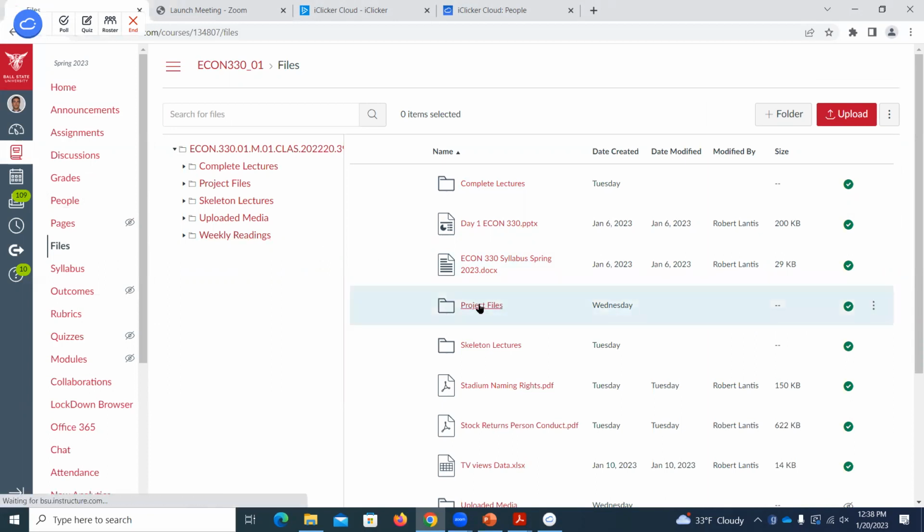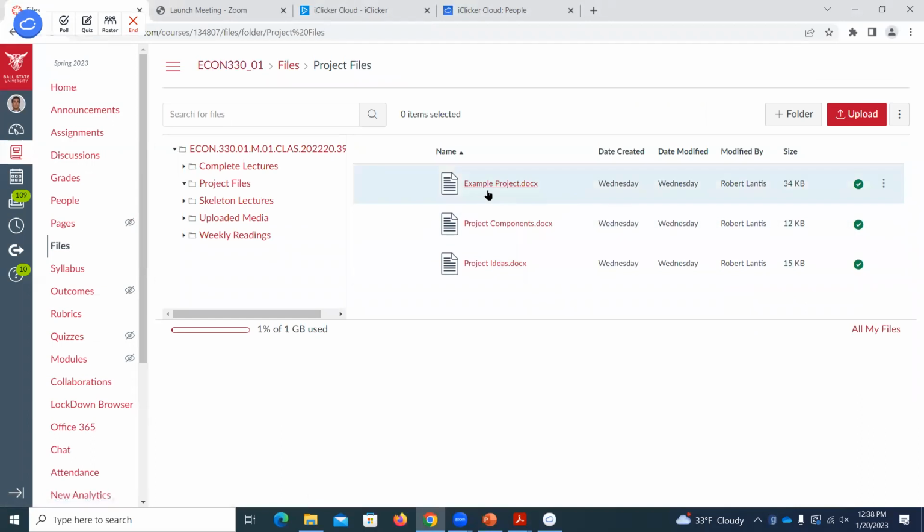But I put up this project files folder, and I've got an example project. So this was what I would consider an A+ project. This was a project that somebody did. Actually, I think it was my very first semester that I taught this. So I've got the example project.